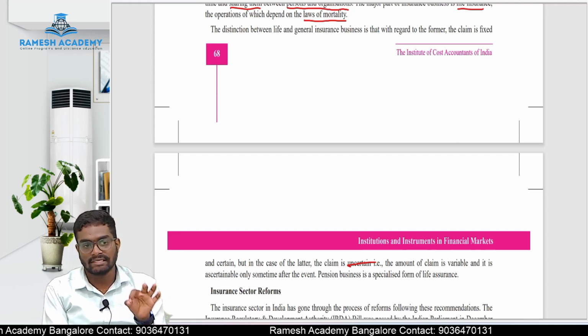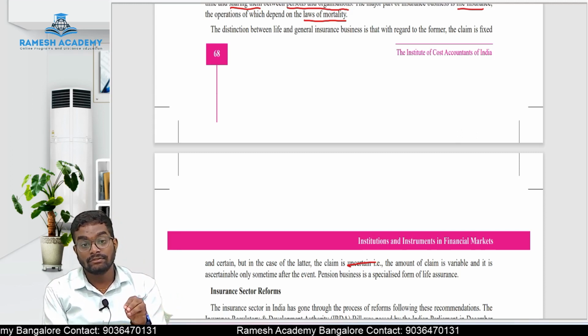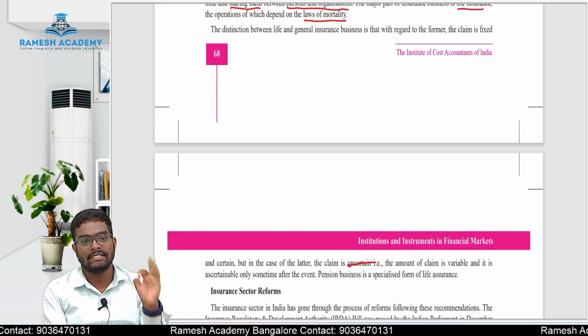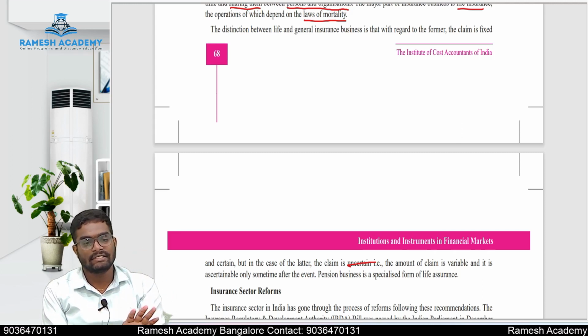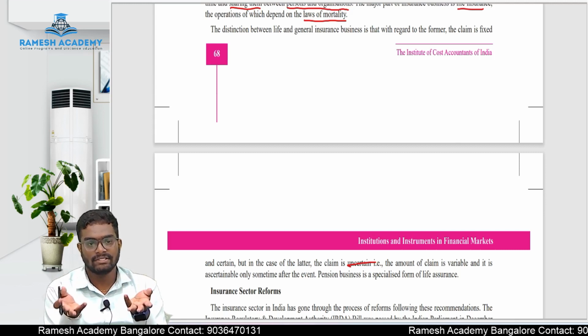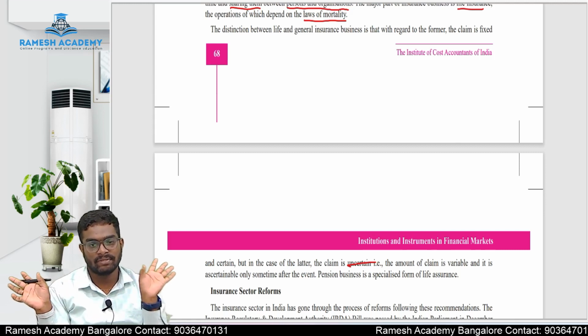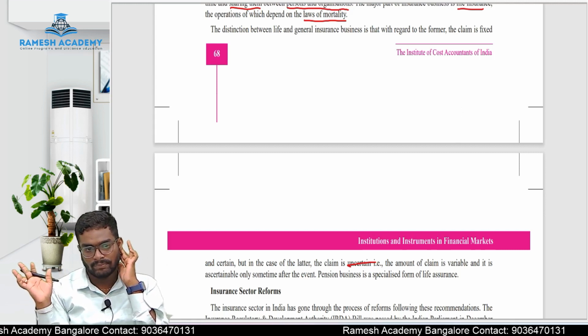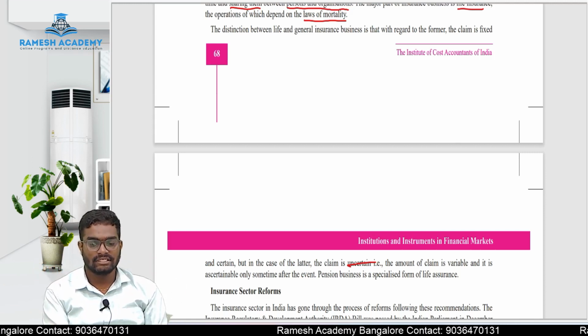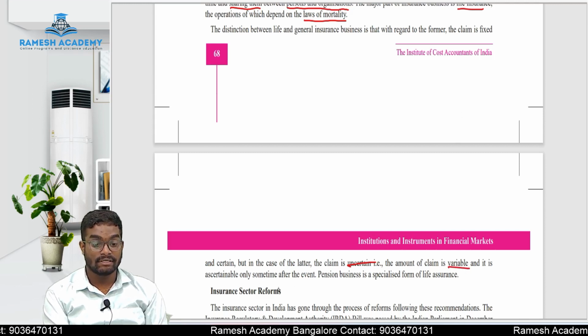Now if you take an example of motor vehicle insurance, you may meet with an accident or may not meet with an accident. If you meet with an accident, you will get the claim. Suppose you have taken an insurance for 1 year and you did not face any accident issues or any natural calamities, then the insurance premium is gone. It is an income for the insurance company. You would not have claimed anything. So that is the main difference. The amount of claim is variable and is ascertainable only some time after the event.